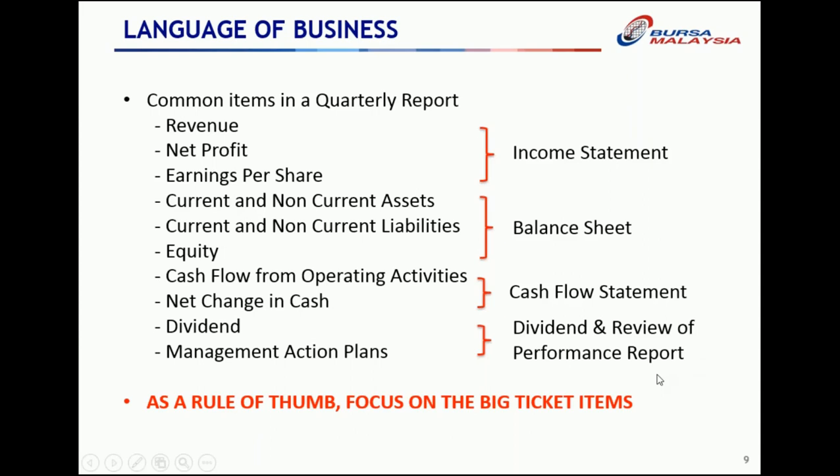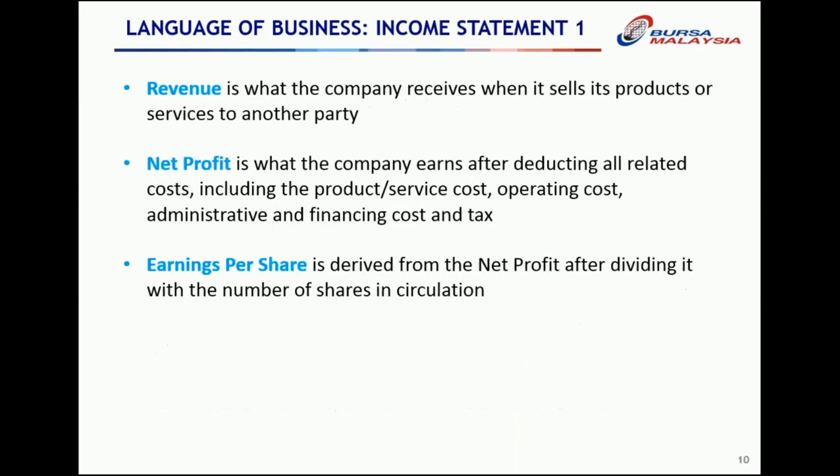Now, when you look at certain items in all these statements, always look for the big ticket items, because there's no point focusing on something that has increased by just a few thousand ringgit, even if it is a 50% or even 100% increase over the previous year. If a company's transactions are in the multi-millions, that few thousand is actually negligible, because it wouldn't impact the profit as much as those big ticket items.